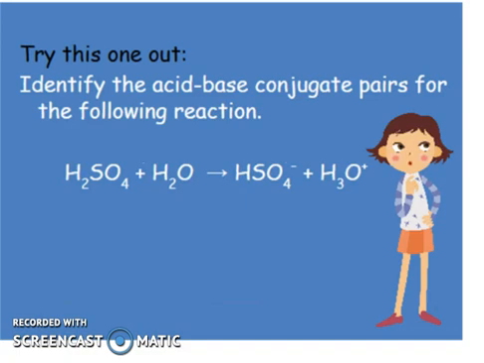Okay, so give this a try, pause the video. I want you to label every entity as being either an acid, base, conjugate acid, or conjugate base, and then I want you to tell me the pairs.